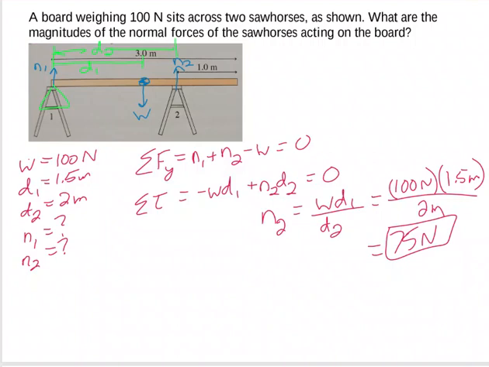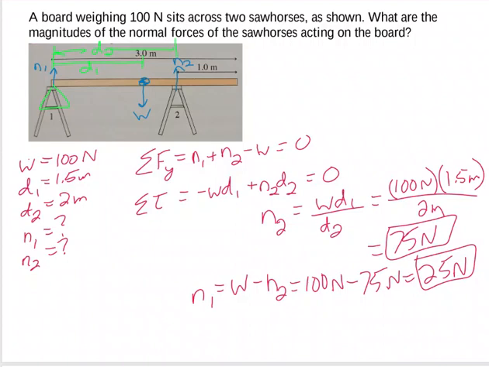Okay, so now I can use the force equation. I have N1 needed, so I move the other guys to the other side: the weight, and now minus N2. The weight is 100 newtons, minus N2 is 75 newtons. I get 25 newtons. There you go.